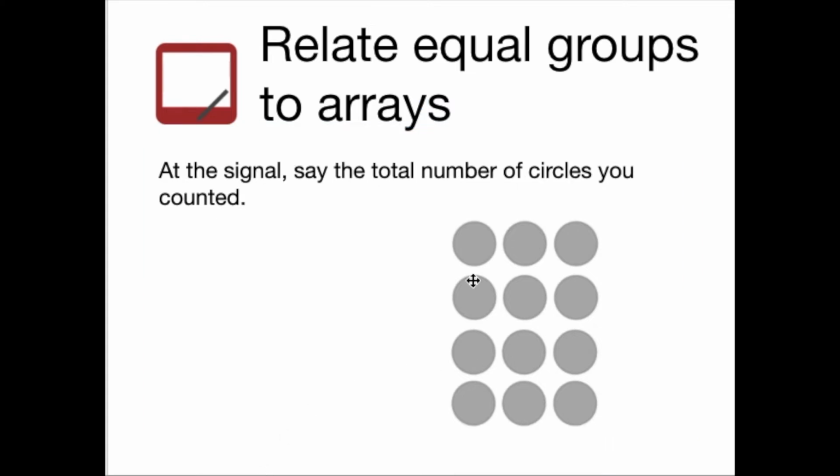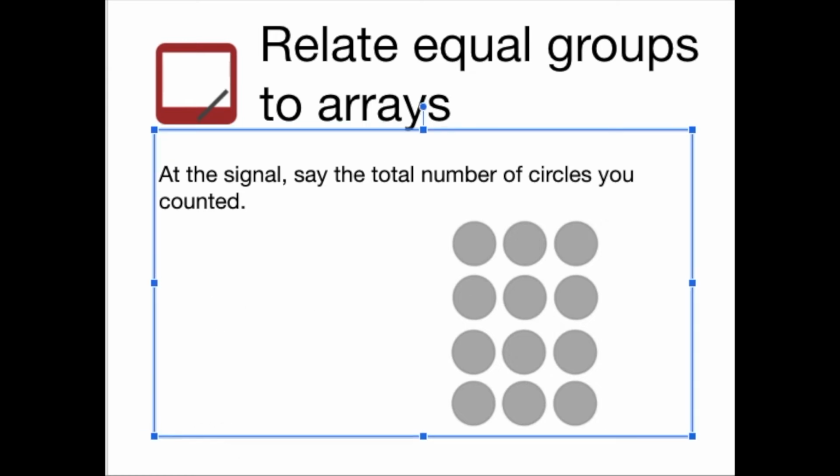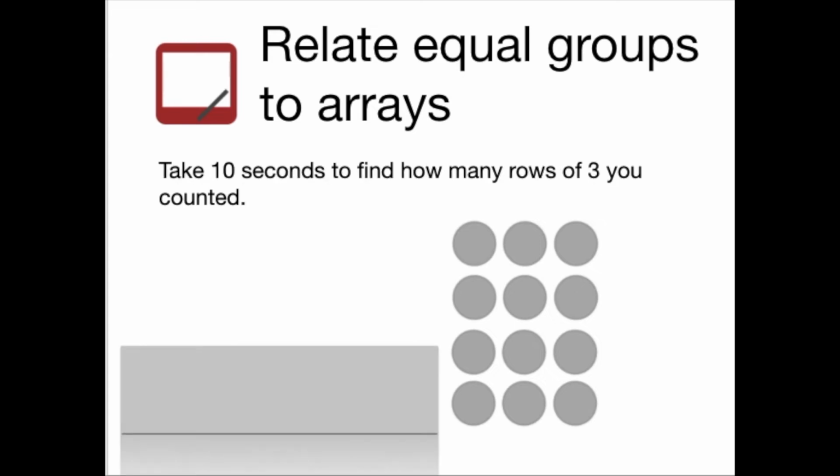At the signal, say the total number of circles you counted. 3, 2, 1, 12. Let's take 10 seconds to figure out how many rows of 3 we counted. Well, I already know that I counted 1, 2, 3, 4 rows. We counted 4 rows.